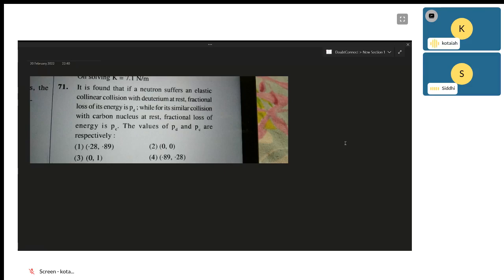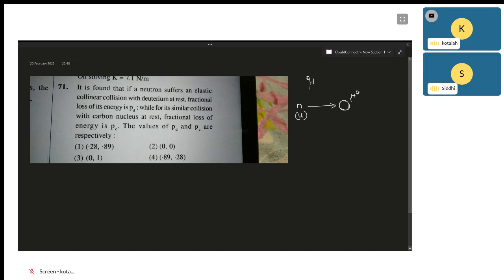Now the question is: it is found that if a neutron suffers an elastic collinear collision with deuterium at rest. So deuterium means H12. Here one deuterium is there, nothing but H12. It is at rest. Here one neutron is there, moving with some velocity. Let's take the velocity is u. The neutron is going to hit the deuterium. So automatically the velocity of the neutron will change.